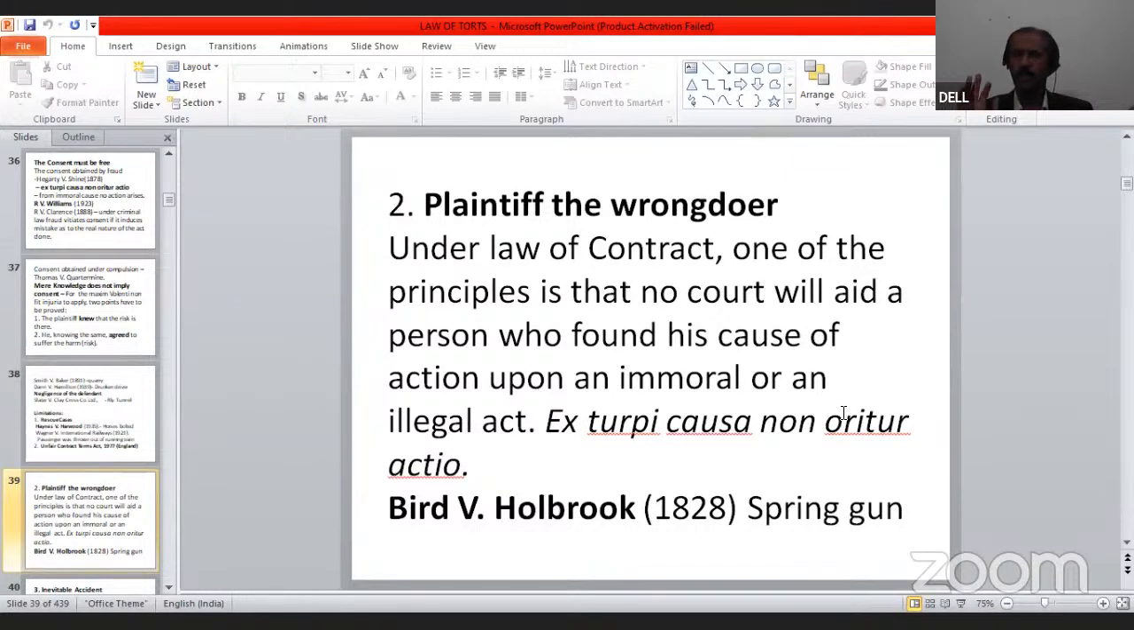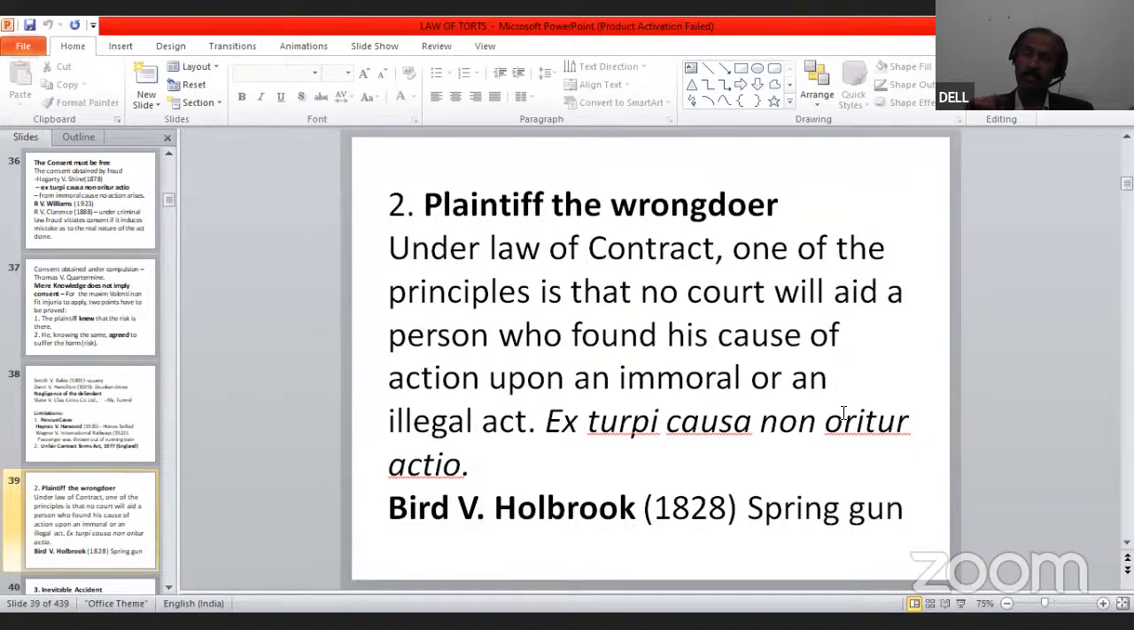But the court said, the initial wrong was committed by the owner, because at the time of installing the spring gun, it is your duty to fix the notice board. It is the Occupier's Liability Act. Whatever you occupy, if it causes any injury to people, then you are liable. So you committed a wrong first, and Bird actually committed a wrong later, as a trespasser.